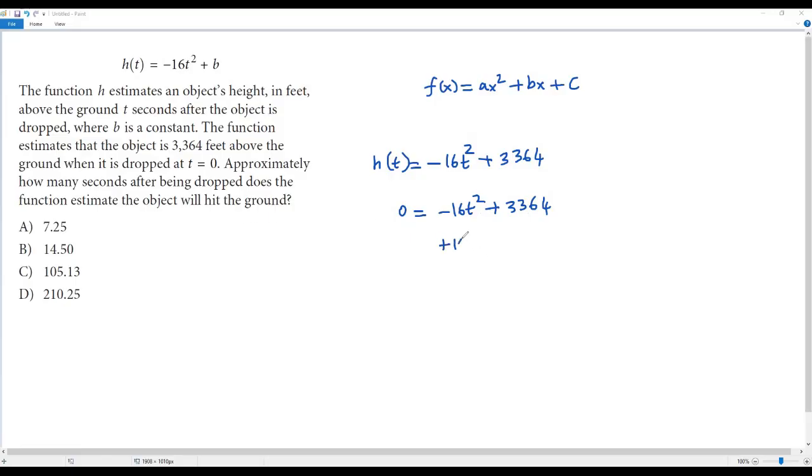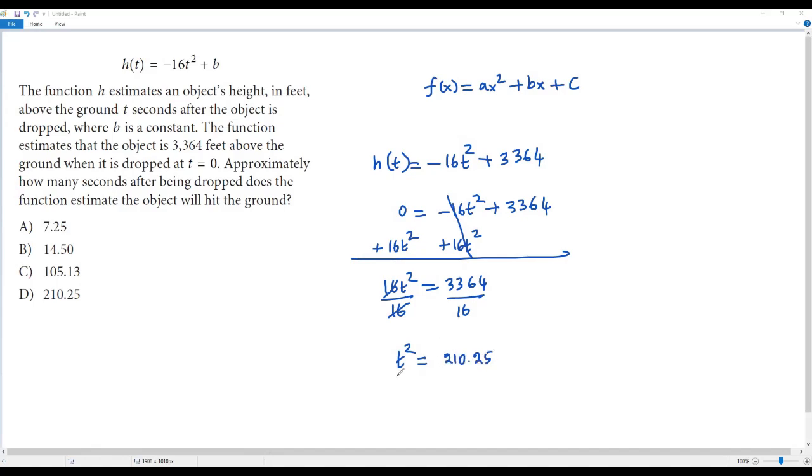Let me add 16 t squared to both sides of the equation. Then this negative value and positive value will cancel out. I am getting 16 t squared equals 3,364. Let me divide both sides of the equation by 16. When I do so, this 16 will cancel out. I am getting t squared on the left side. On the right side, when I divide 3,364 by 16, I am getting 210.25.